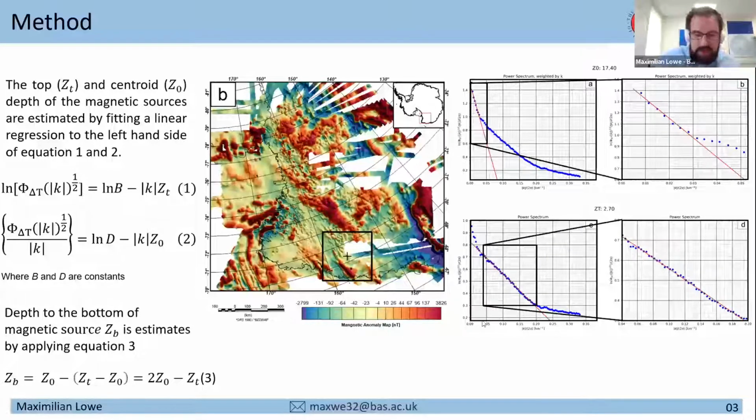And how we do that is we have our magnetic data here, only airborne data, and we use a moving window approach where we calculate for every window the power spectrum of the magnetic data. From the power spectrum we can calculate the top and the centroid of the magnetic layer in different parts of the spectrum. So the top of the magnetic layer would be the medium part of the spectrum, and the centroid calculated on the low wave number part.